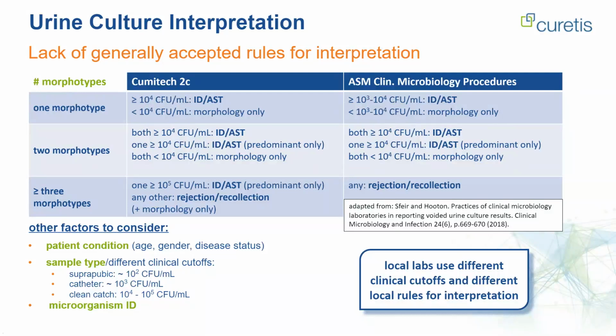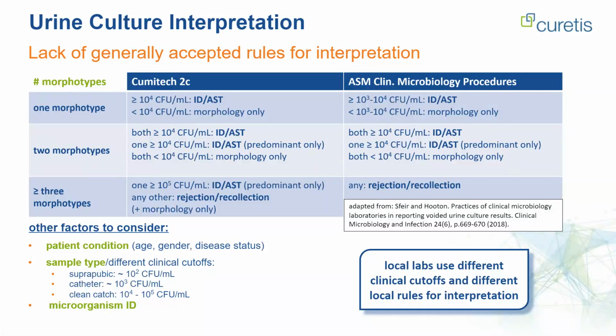One main factor for consideration is the used sample type, and we talked about that already. Others are the patient conditions and the ID of the detected organisms. One main factor is also the number of different organisms or morphotypes with levels above clinical cutoffs observed on your culture plates. And in case you find more than one, the question is which are the predominant ones and which are the clinically relevant ones that merit treatment.